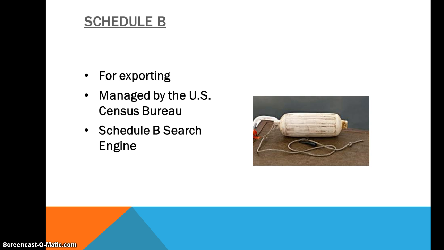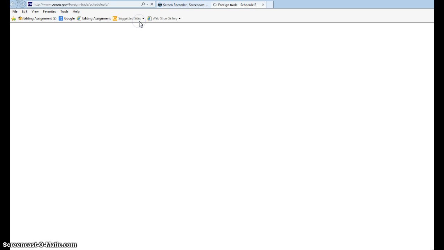Schedule B is managed by the U.S. Census Bureau, and it's used for classifying products that are exported. So let's look at an example. Let's say that you're exporting the product that's shown in the picture. If you're not a boater, you may not recognize that this is a boating fender. So let's take a look and see how we would classify that in the Schedule B.